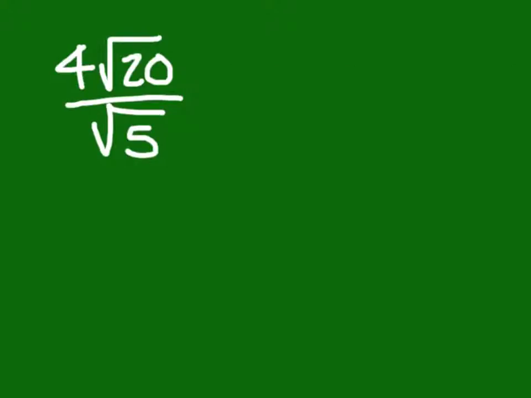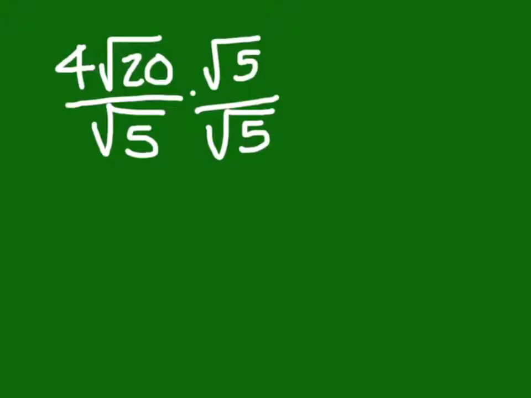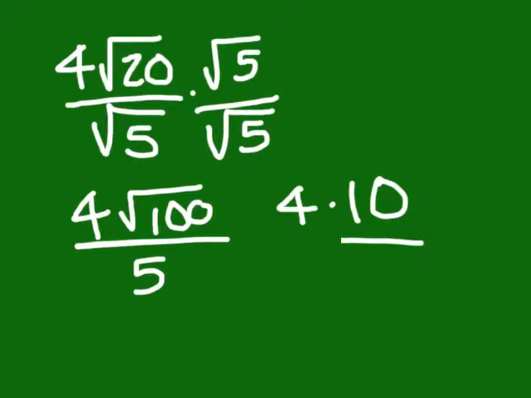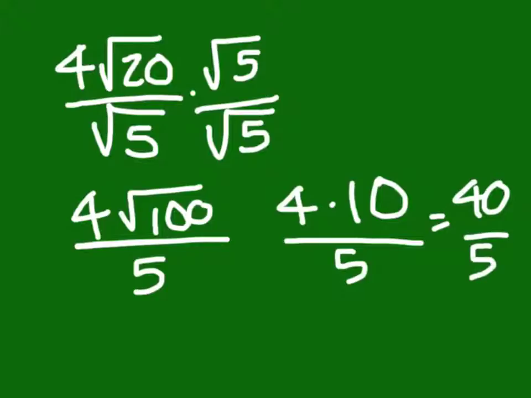So we have 4 radical 20 over radical 5. So we start by multiplying by radical 5 over radical 5. So we have 4 radical 100 all over 5. Now, the square root of 100 is 10. So we just multiply it by 10 over 5. 4 times 10 is 40 over 5, which is equal to 8. And 8 would have been your final answer.